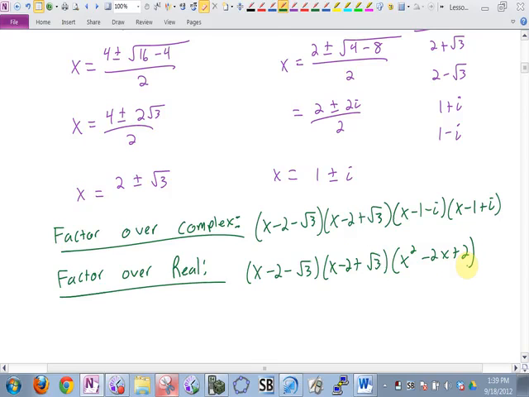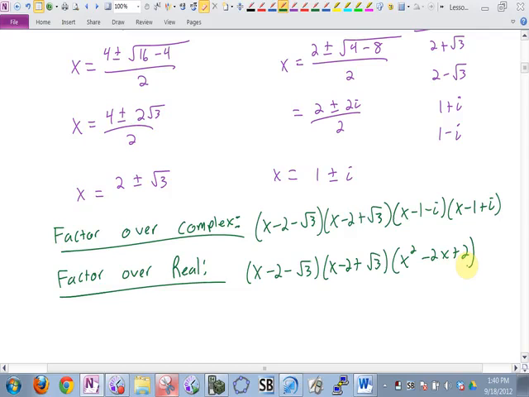Well, actually, I can easily figure that out. What do you get when you add these two numbers together? 2, so there's your minus 2. What do you get when you multiply these together? 2, so there's your plus 2. That little trick: add them together, take the opposite, that's your middle coefficient. Multiply them together, that's your constant. Has anybody ever taught you that trick? There's actually a name for it. It's called sum and product of roots.